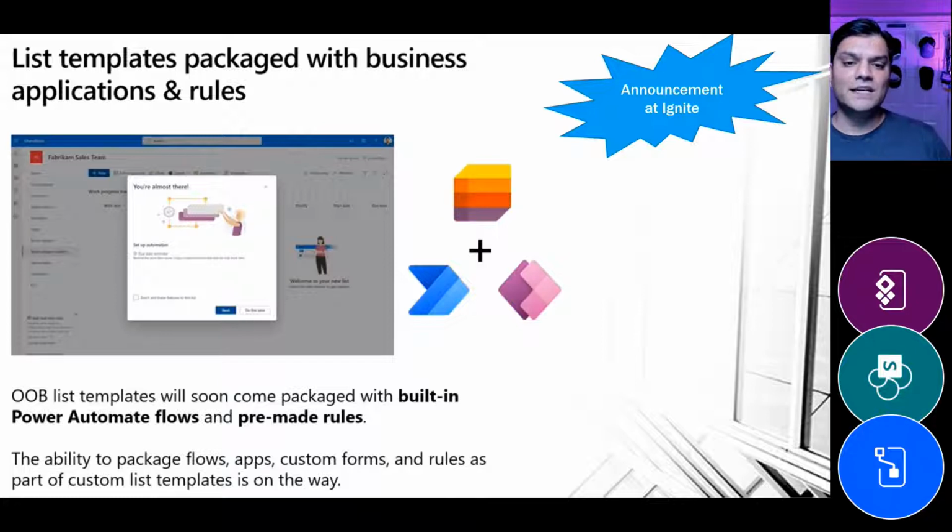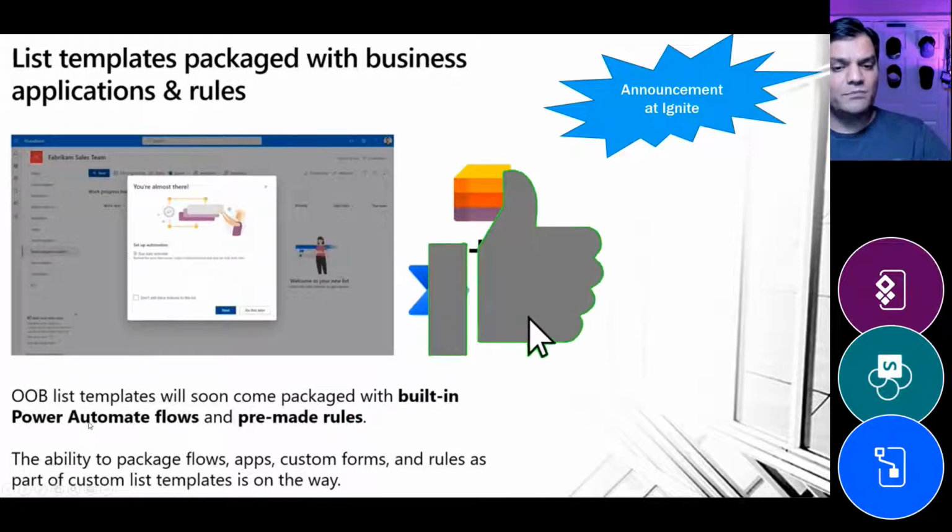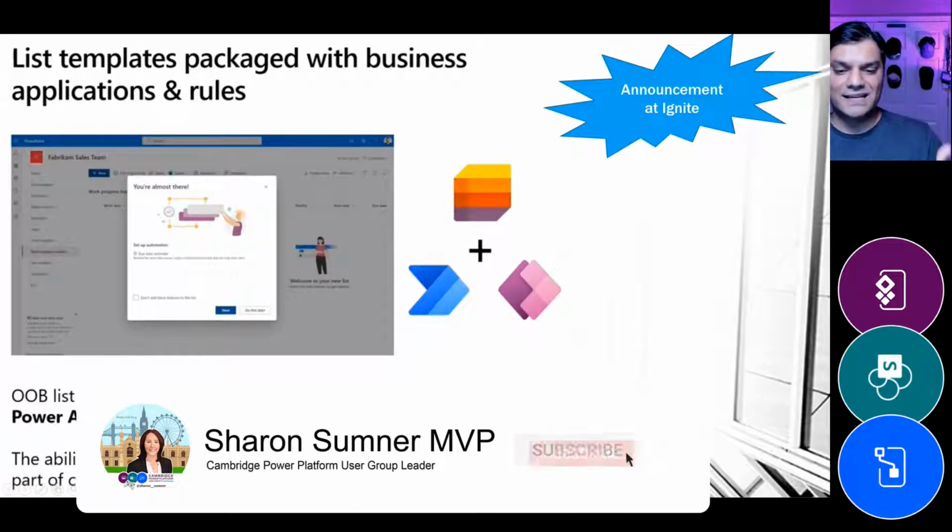You can now create your forms, your customized Power Apps forms, and your Power Automate workflows, package that together as a list template and then migrate that across to anywhere else. Basically, out-of-the-box list templates will soon be packaged with built-in Power Automate forms and pre-made rules, which is the Power Apps and stuff like that.